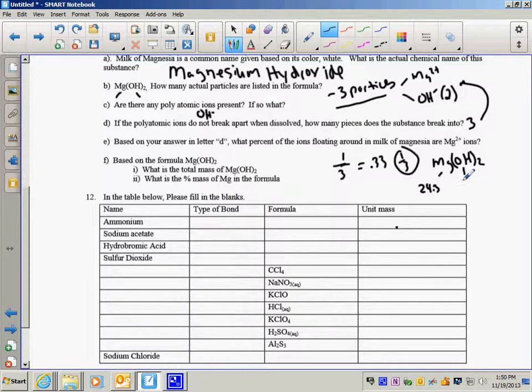Oxygen is 16, hydrogen is 1, for a total of 17. There's 2 of them, so 17 times 2 is equal to 34. Add your other 24 in here for a grand total, the whole thing, 58 AMUs. That's how much that thing weighs, and that is the answer right here, 58.